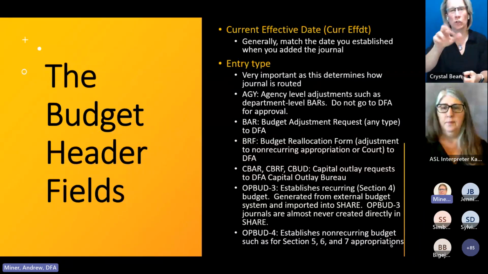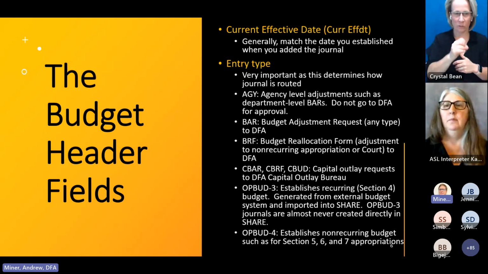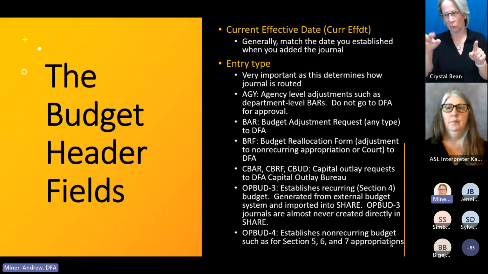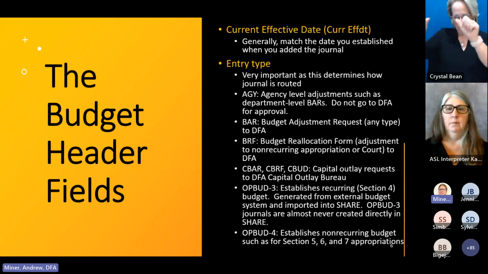And so then we have to go into Share roughly June 25th through the 30th and manually post all of your OPUD 3 journals. That way they are ready to go on July 1st, right? You have new budget in the fiscal year. So that's how OPUD 3s work.